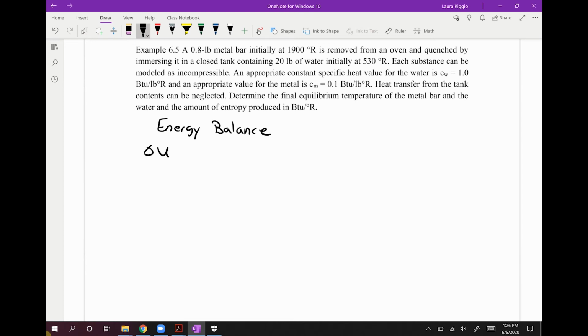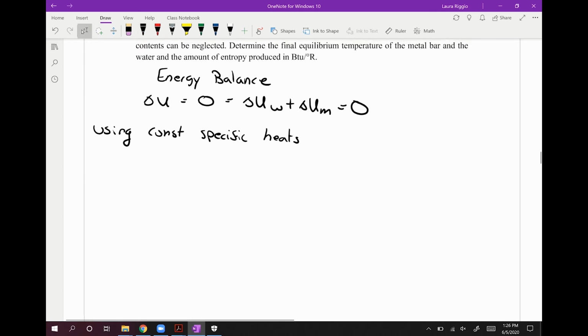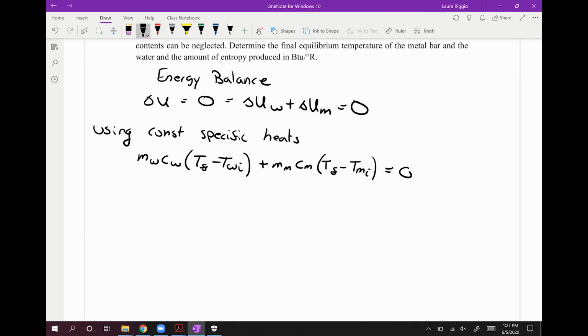So we have our energy balance. It tells me my change in internal energy is going to be equal to 0 because there's no kinetic, no potential, no heat transfer, no work. What this really means is the change in internal energy for the water plus the change in internal energy for the metal bar has to equal 0. We're going to use constant specific heats. We're going to get the mass of the water times the specific heat of the water times T final minus T initial of the water plus the mass of the metal times specific heat of the metal times T final minus T initial of the metal equals 0.